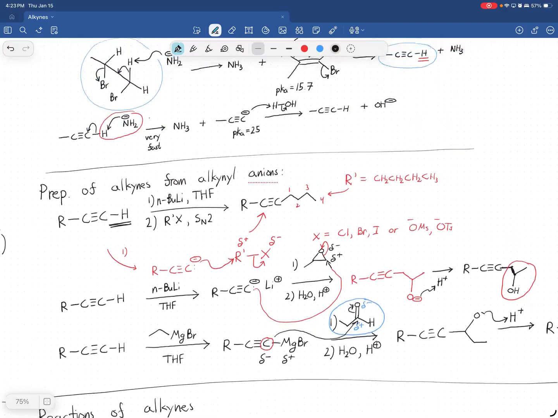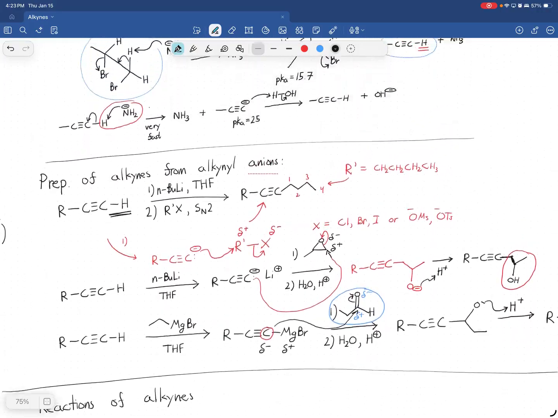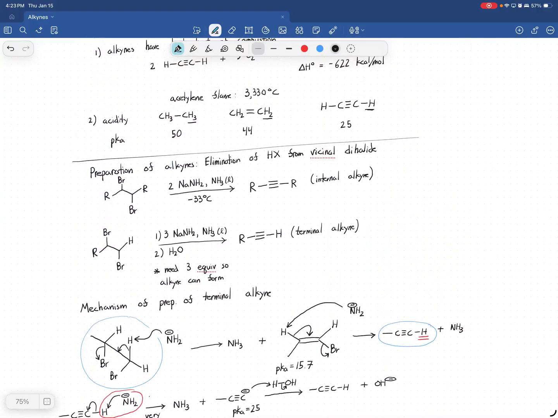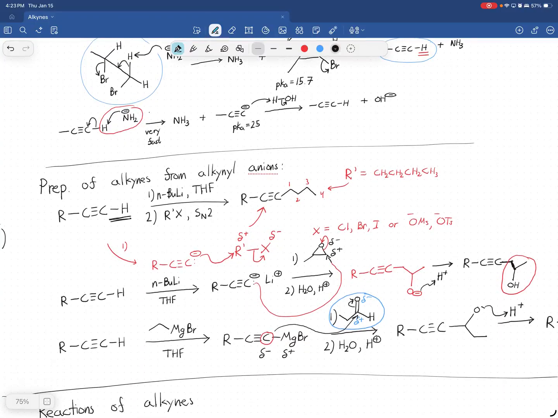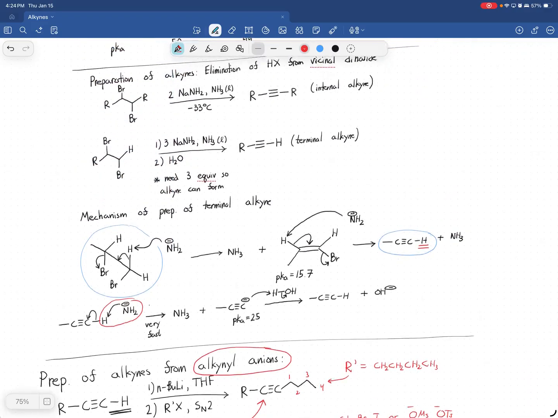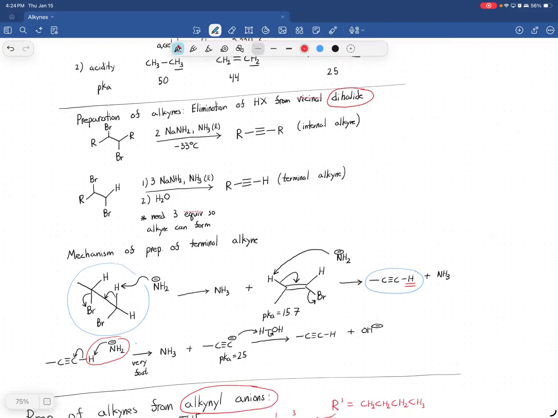One is just preparation of alkynes, which we did here. We showed a preparation of internal and external alkynes from simple haloalkanes, and then we were able to take a terminal alkyne and prepare them from alkynyl anions. So there are two flavors here: how we prepared alkynes from alkynyl anions, and how we can prepare alkynes from a dihalide compound right here. So two different methods is what I should say.